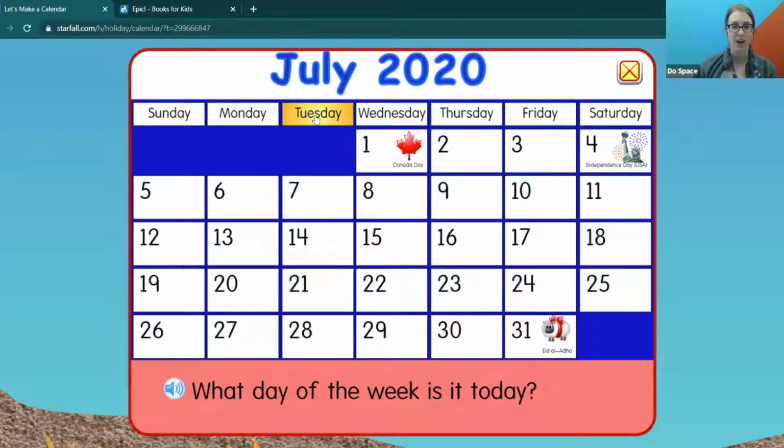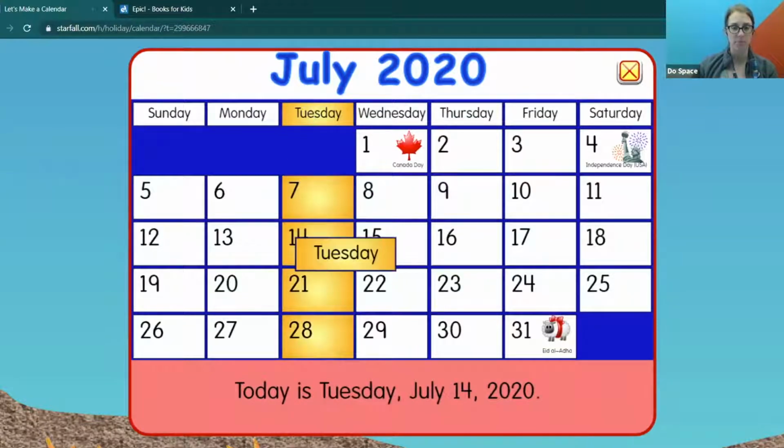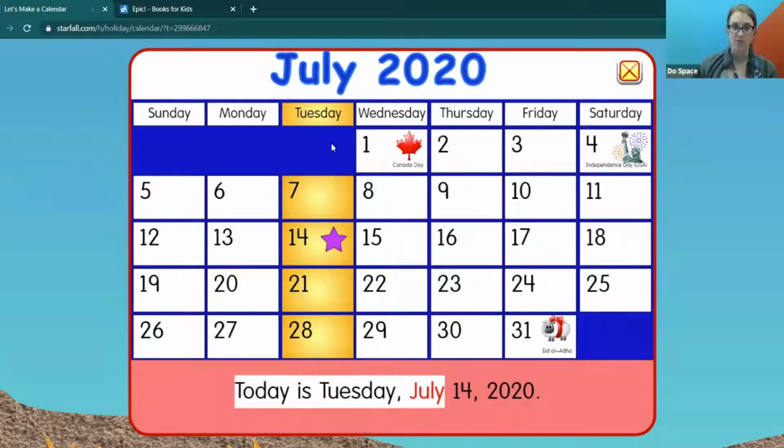So how about you go ahead and touch that Tuesday right now? Go ahead and touch that Tuesday. Perfect. So today is Tuesday. That's our day of the week. Our month is called July. And then this number is our date today, and it has a big purple star on it. And so you can see these are all the Tuesdays in our month of July. But today we're on this Tuesday.